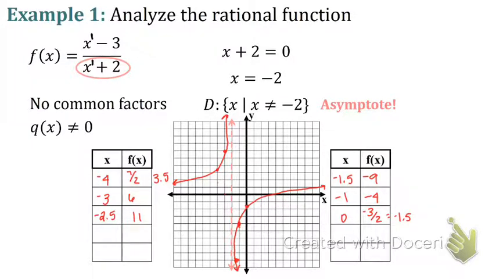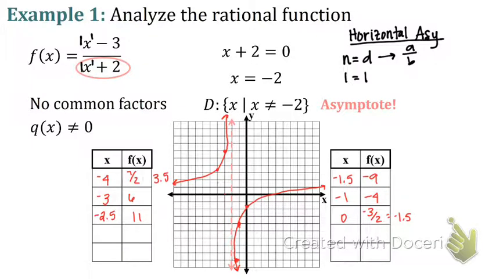So now I know for horizontal asymptote, that my degree of my numerator equals the degree of my denominator because it's 1 equals 1. Therefore, it's the leading coefficient over the leading coefficient. Our leading coefficients are 1. So that's going to be y equals 1 over 1, which is 1. So now we know that we have a horizontal asymptote.